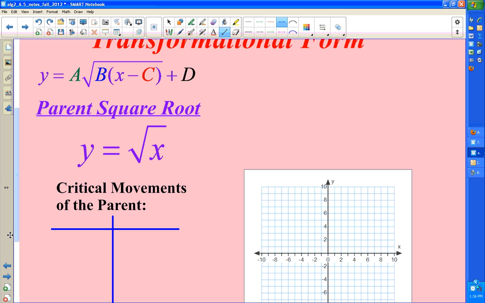So, critical movements. The most critical point for every parent graph is? Everybody should be able to say that the most critical point for every parent graph is the origin. It's never going to change. There are going to be parent graphs that don't go through the origin, and the origin is still the most important point on our graph, even though it's not on our graph.